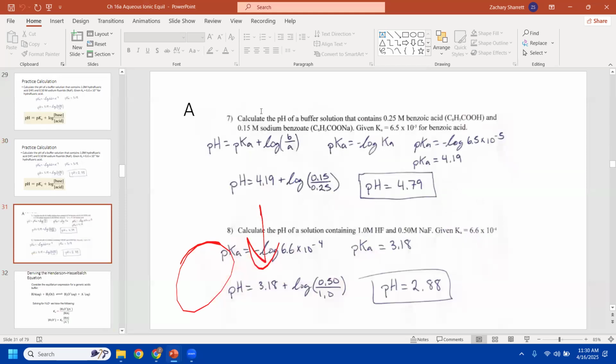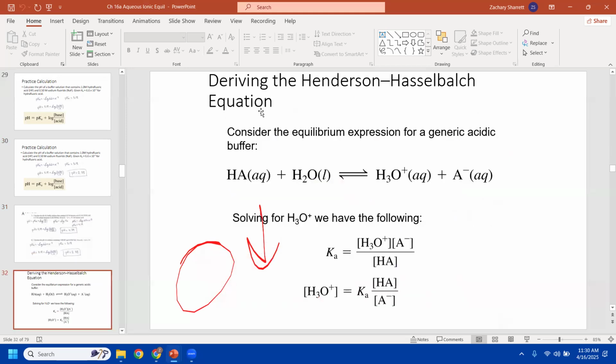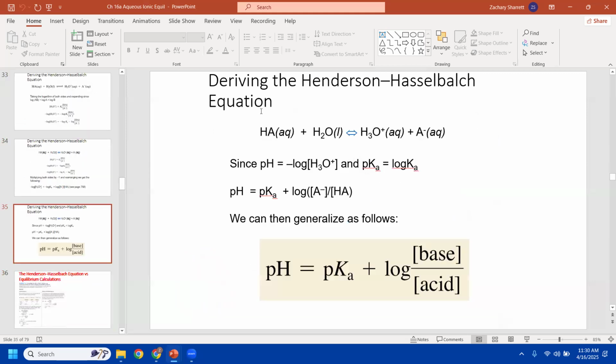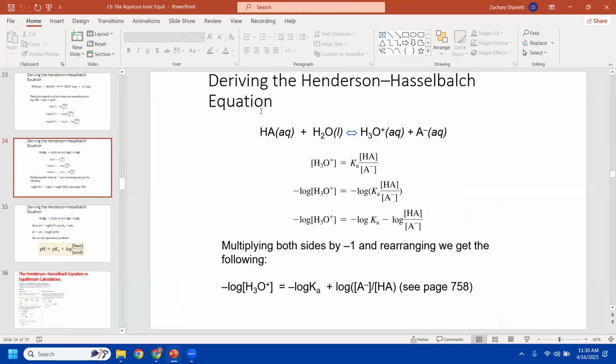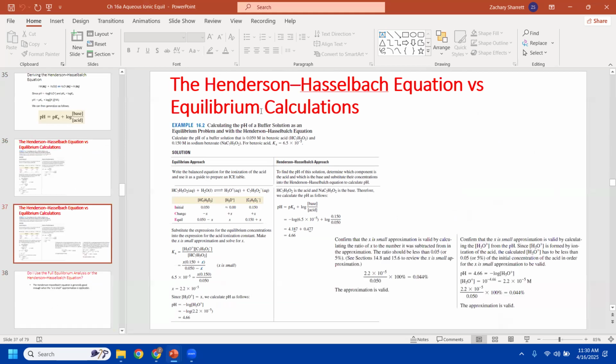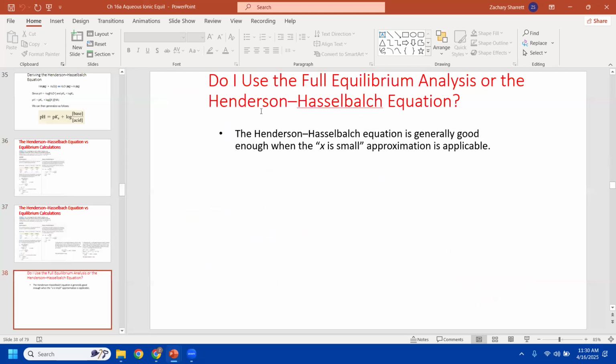Okay. So there's a whole bunch of these you can do for practice. We're not going to do it. Oh, here's how we derive the Henderson-Hasselbalch equation. Skip. You can watch this on your own if you want. Okay. Look at that. We take the negative log of each side and so on. We're not doing that. Henderson-Hasselbalch versus equilibrium concentrations. We've already shown that for the 0.1 one. We get the same answer for both, so we're going to skip that.